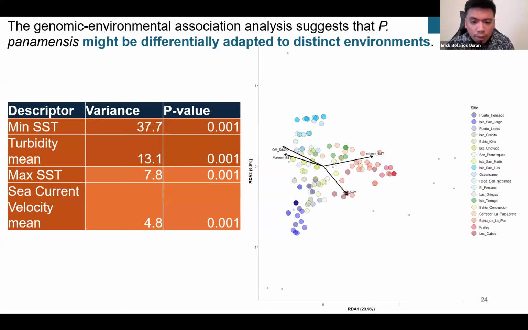In the case of the outlier loci, we observed that all the descriptors were significant, so I can use them in the model, and we can observe that the colonies from the south are related with temperature, and the populations in San Carlos Bay on the continental side, probably turbidity is shaping this pattern. So probably Porites panamensis might be differently adapted to distinct environments inside the Gulf of California.